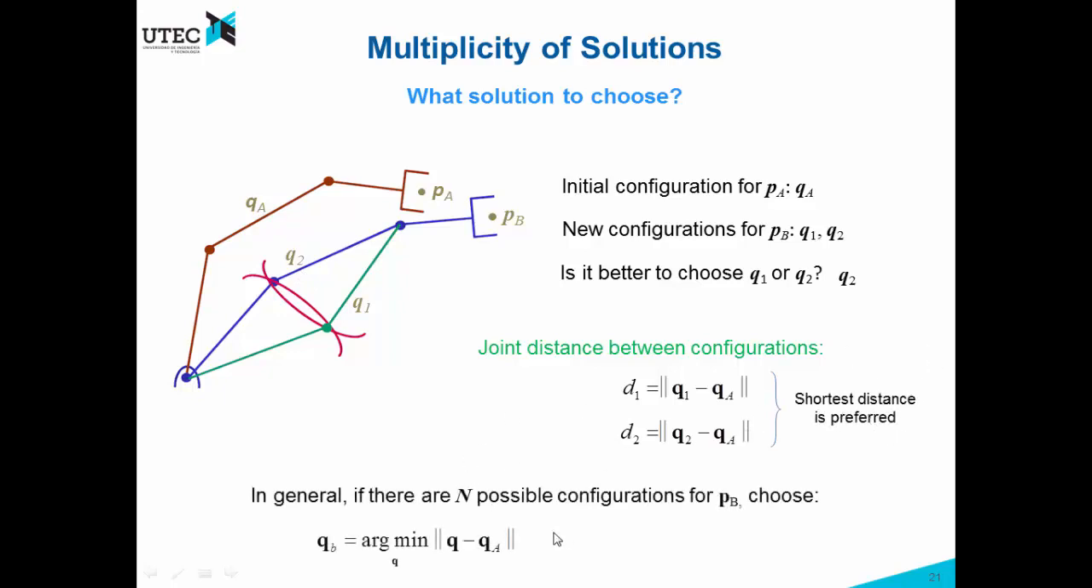If we want to represent that mathematically, we can say that if there exist n possible configurations for PB, we have to choose the Q that minimizes this distance. That's to say the argmin of this distance for every single configuration that leads us to this point PB.